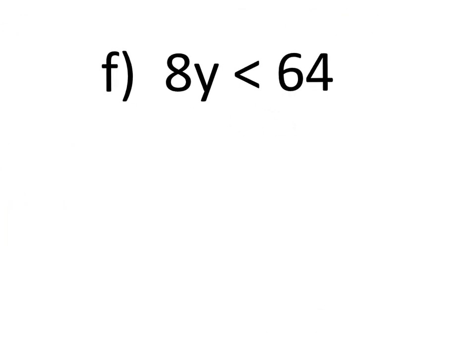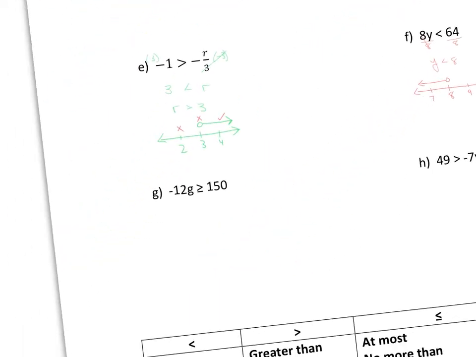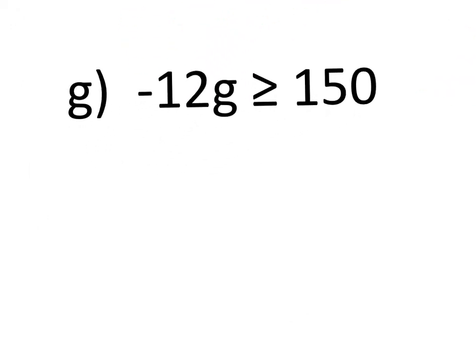On this one, we're just going to divide both sides by 8. And when I do that, I get y is less than 8. Go ahead and do your graph. So 8, 9, and put 7 on the other side. I've got an open circle going to the left.